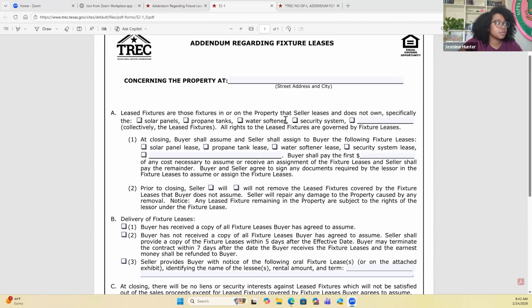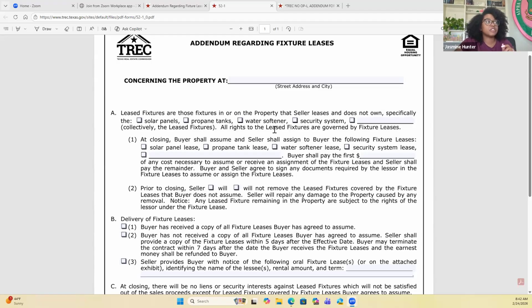At the time of closing, so again, at the time of contract, are there any fixture leases? Yes, then you need the addendum. Okay, that's what you're putting in paragraph 4 of the 1 to 4 contract. Are there any fixture leases on this property? Yes. So now come to the addendum.